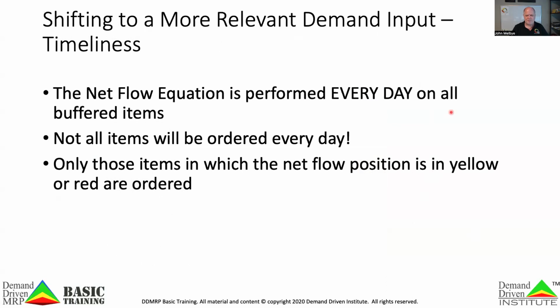So the net flow equation is performed every day on all buffered items. We're not going to order every item every day. Only the item where the net flow position is in the yellow or red are ordered, and they're ordered up to the top of green.